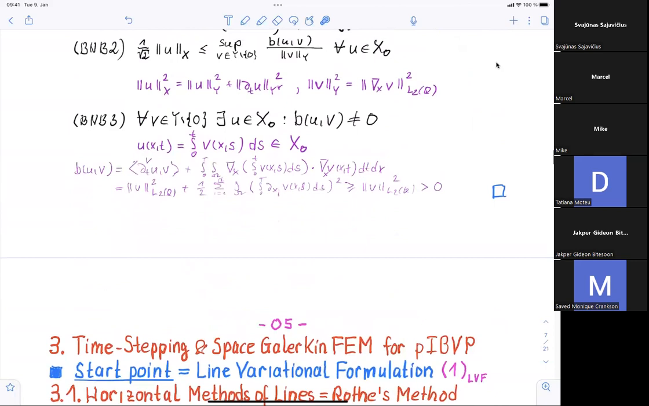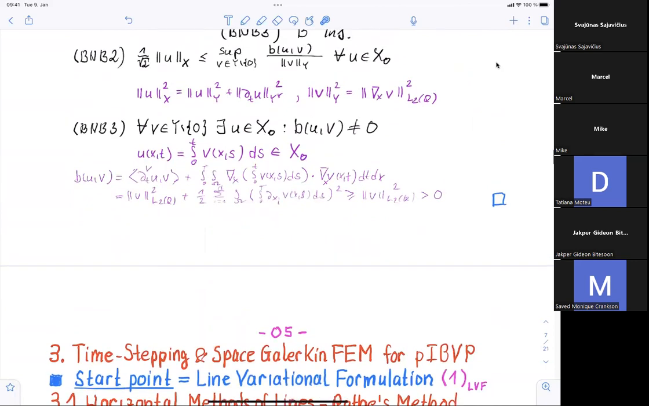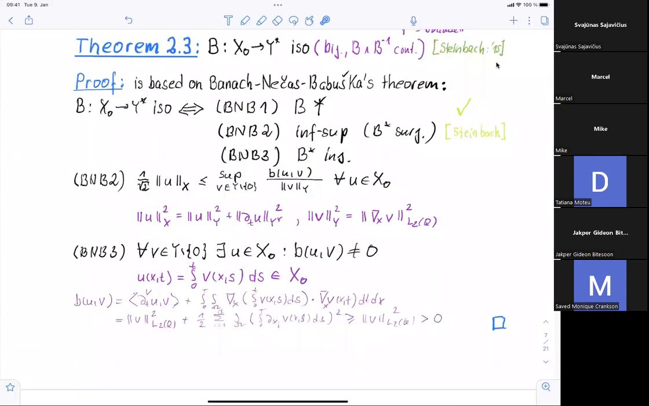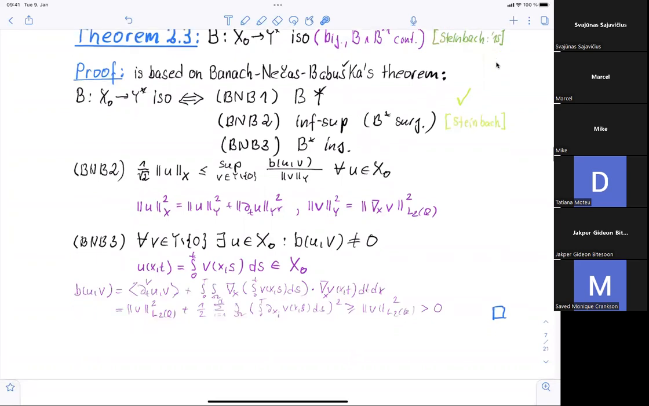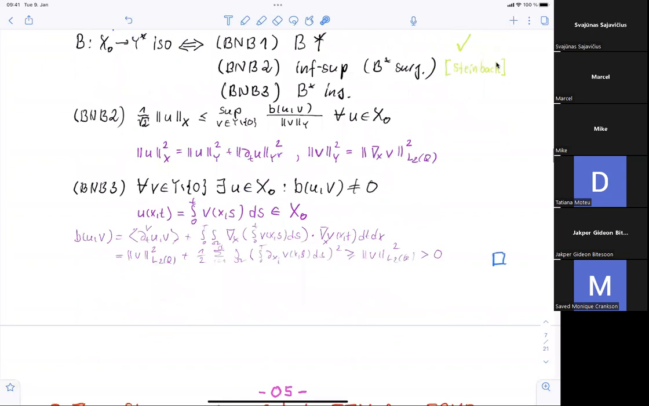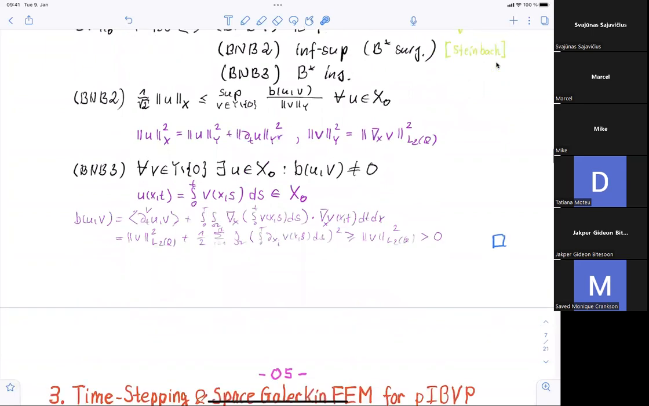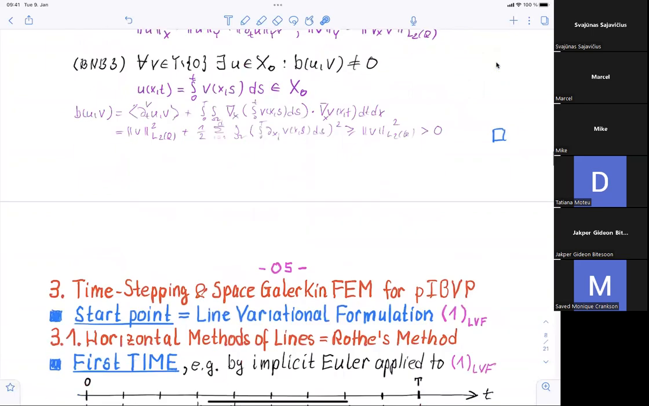So, summarizing, I presented to you three variational formulations: the one with integration by parts in t, the method of lines variational formulation, and the space-time variational formulation. So with different proofs, and here a proof with Banach-Nečas-Babuška theory. Now I come to time stepping. So I have to look at the time stepping. I think I can do it very fast.